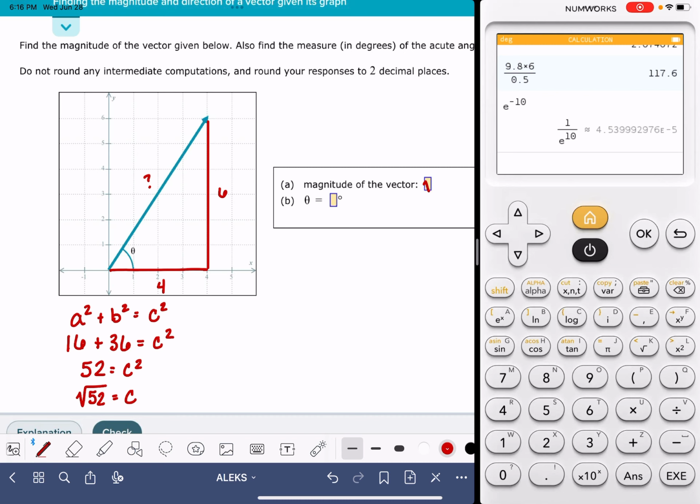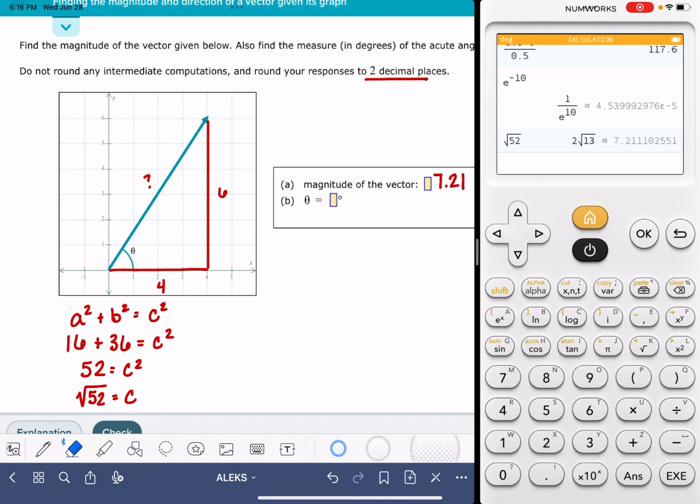We're not going to be able to enter in the square root of 52 as the magnitude of this vector. So let's use the calculator. ALEKS wants this to 2 decimal places, so my vector has a magnitude of 7.21. I do want to let you know that a magnitude is just describing the length of the vector.